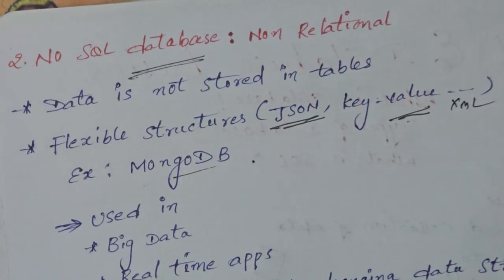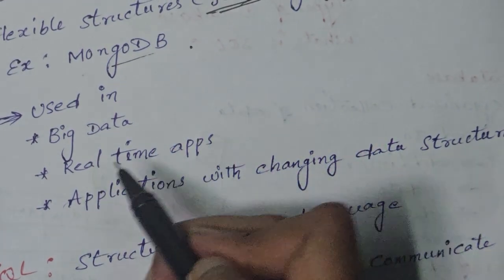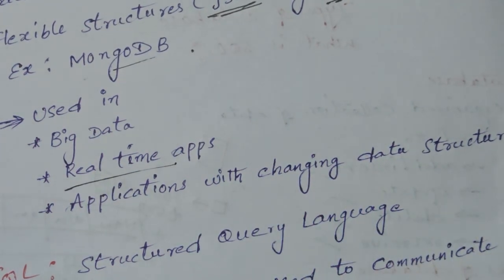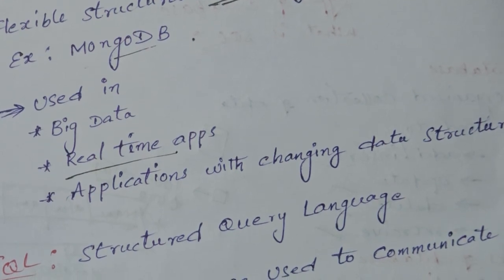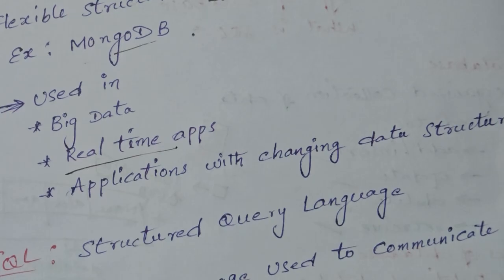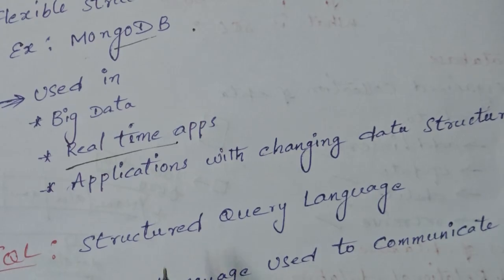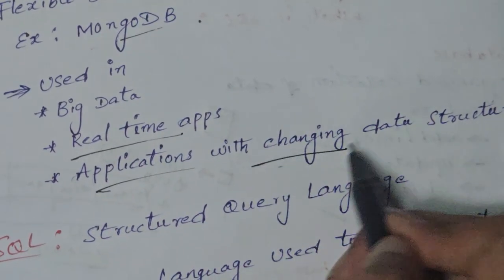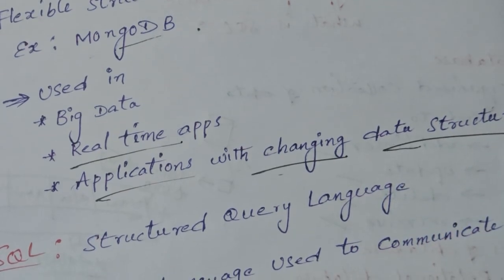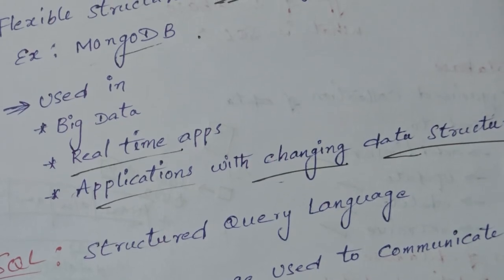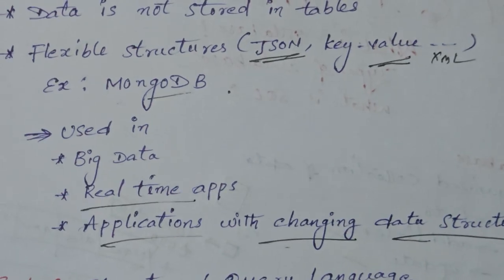This NoSQL database we can mainly use in big data applications and some real-time apps where we are not sure which type of data it is going to generate, whether JSON data, images or videos, anything. In such cases, we have to go with a NoSQL database. Then applications with changing data structure. As I told, in real time, if we are not sure of the type of data that we are receiving, then we have to go with non-relational DBs.